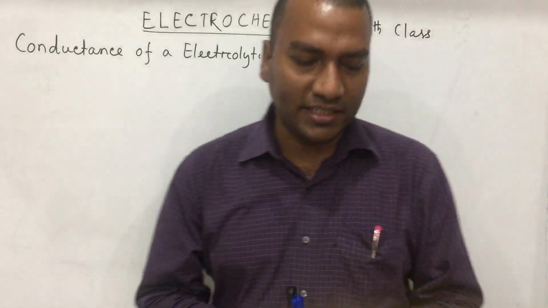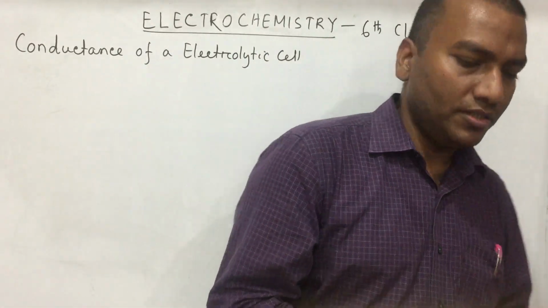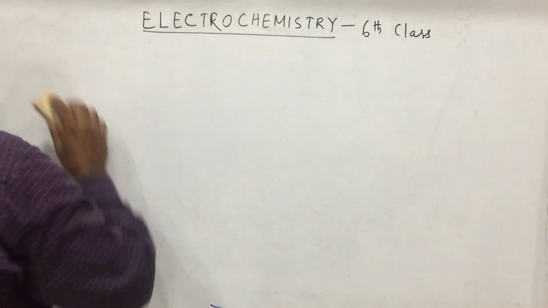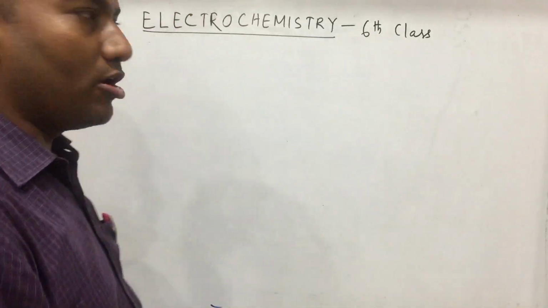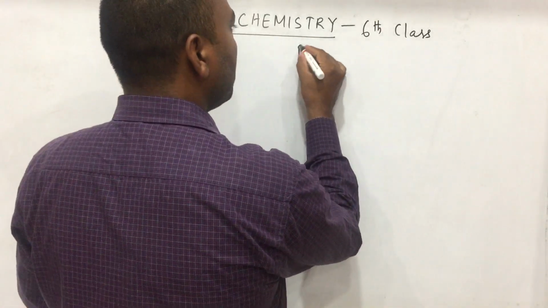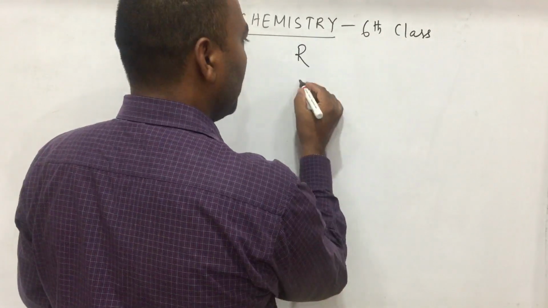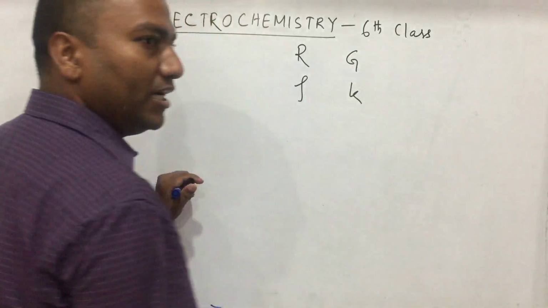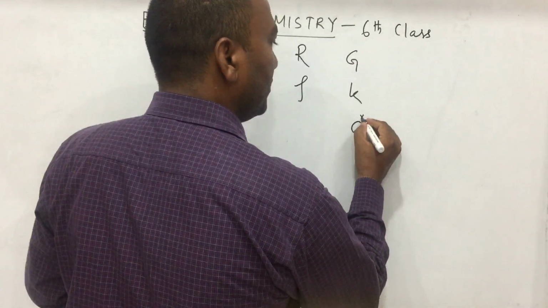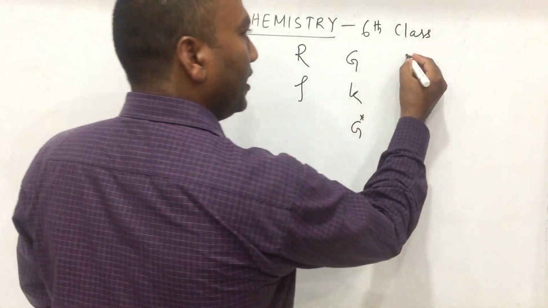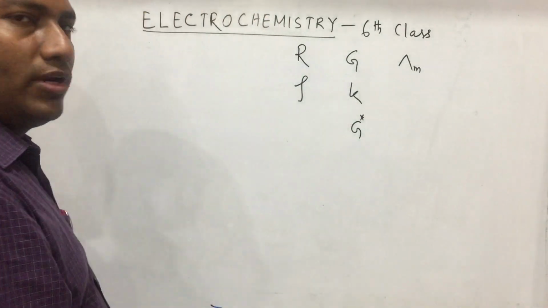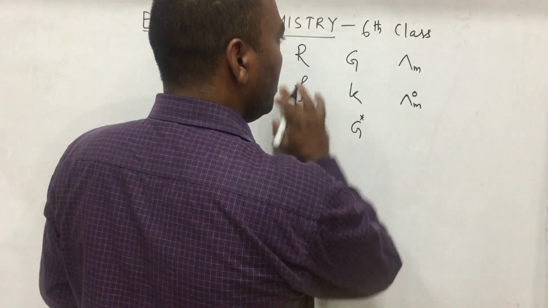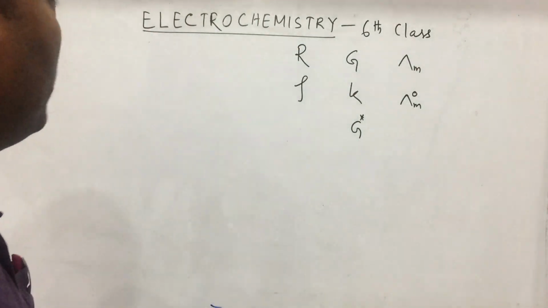In this electrolytic cell, first we will read what is resistance. We will read different types of terms: resistance, resistivity, conductance, conductivity, then cell constant, then lambda m, molar conductivity, and lambda m naught. So these 7 terms we will read one by one.